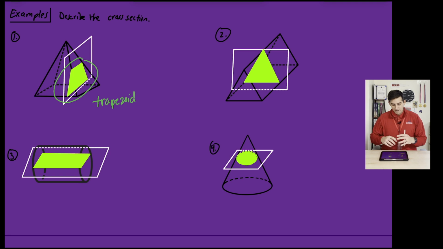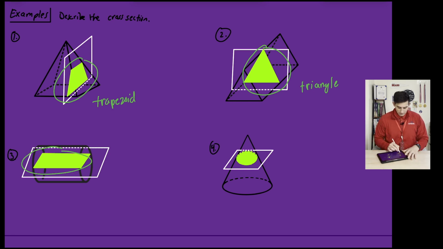Number two, we're taking a triangular prism and we're just splitting it in half with a vertical plane, just like that. So our cross section is just going to be a triangle. I think that was a little bit easier to see. Number three, we have a cylinder. Think about it on its side, and we're taking a plane and slicing it in half just like that. It's actually going to give us a rectangle cross section, so we'll write rectangle for that one.